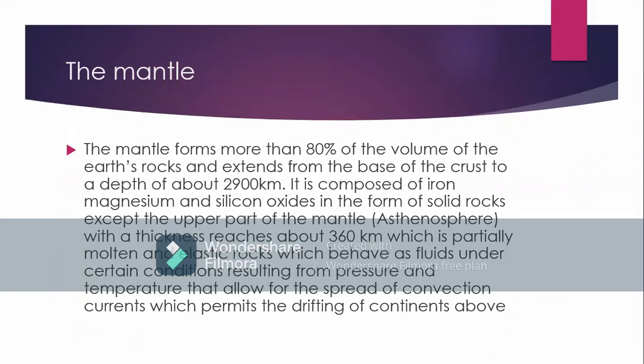The mantle forms more than 80% of the volume of the Earth's rock, and extends from the base of the crust, the bottom of the crust, where the mantle starts, to a depth of 2,900 kilometers. It is composed of iron and magnesium.